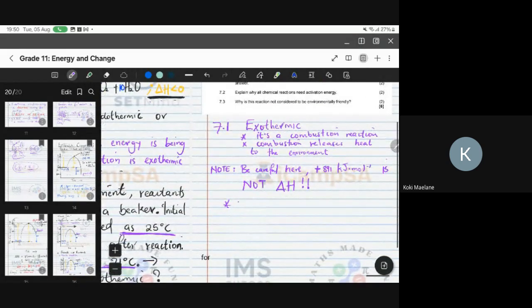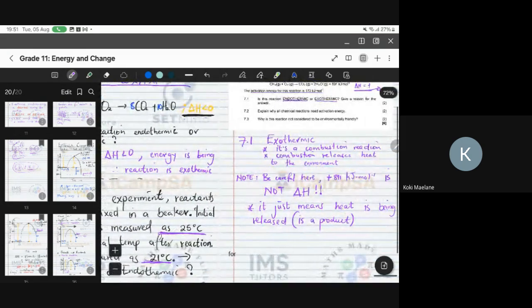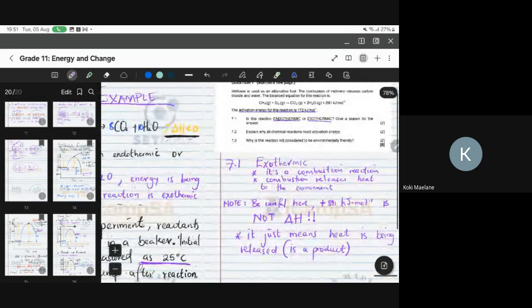It just means heat is being released, or heat is a product. That's what it means. If, however, they had said ΔH is equal to positive and then this number, then we would say, okay, this is an endothermic reaction. But this one, specifically, is an exothermic reaction. So you had two clues here.